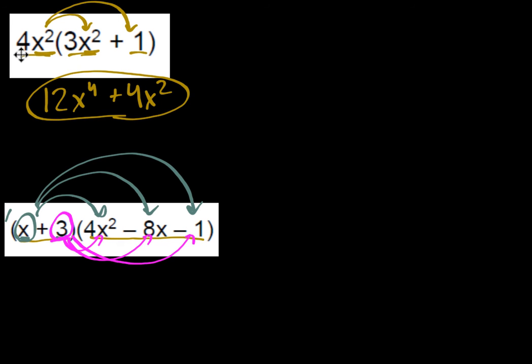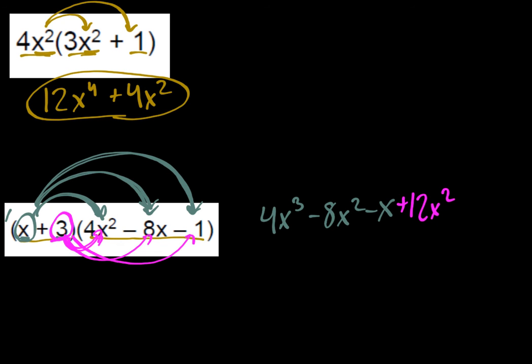So we're actually going to do this. If I did x times 4x squared, I get 4x to the third. If I do x times negative 8x, I get negative 8x squared. And if I do x times negative 1, I get negative x. If I do 3 times 4x squared, I get 12x squared. If I do 3 times negative 8x, I get negative 24x. And if I do 3 times negative 1, I get minus 3.